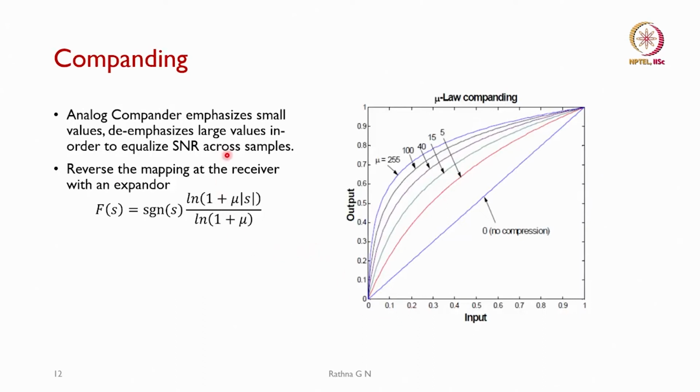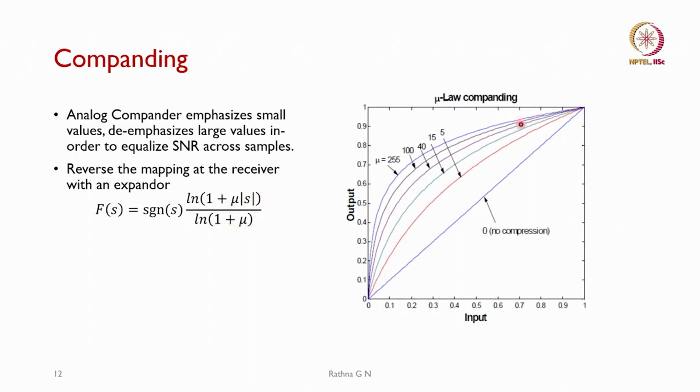Fine. So, what are the companding techniques one has? What it says is the analog compander emphasizes small values and de-emphasizes large values in order to equalize the signal to noise ratio across the samples. Reverse the mapping at the receiver with an expander. So, one is the compander, the other one is the expander at the receiving end. The function is given as f(s), that is sign of s, times the natural logarithm of 1 plus mu s, because the mu-log compander is being used, divided by ln of 1 plus mu.